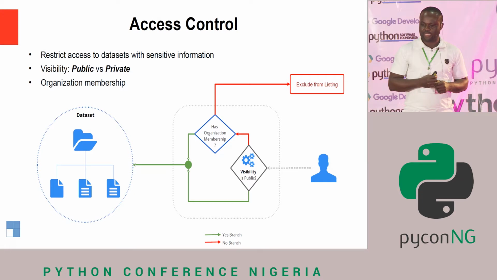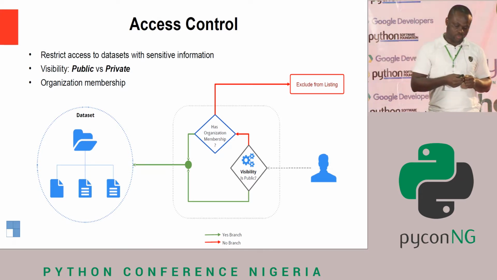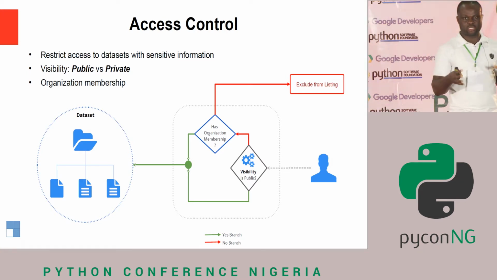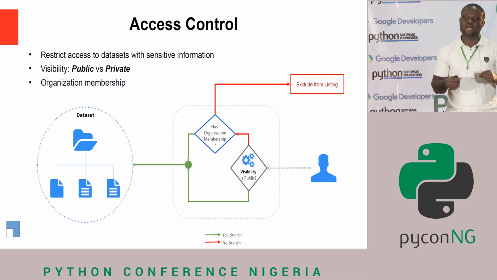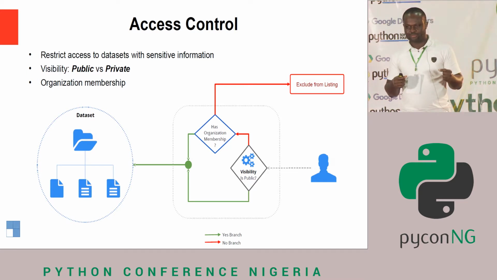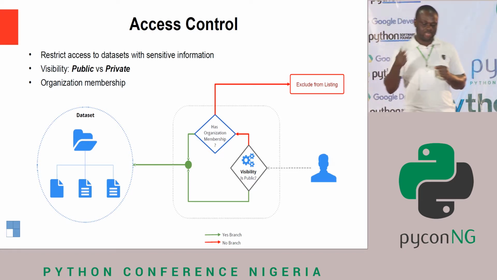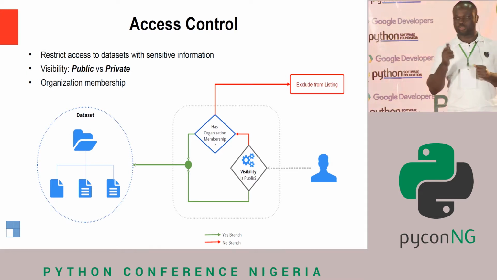Now, lastly, for publishing data, as I said, there's access control, which keys into the visibility metadata for datasets, right? The visibility simply indicates whether a dataset is public or private. If it's public, then basically anybody that has access to CKAN is able to see the data. However, if you are outside of the organization and a dataset is published as private, then you need to be part of the organization to see it.